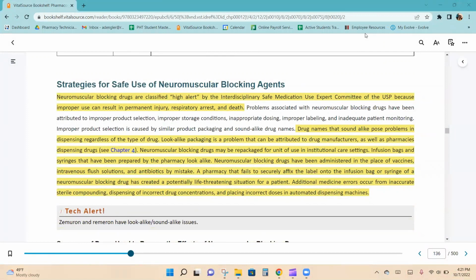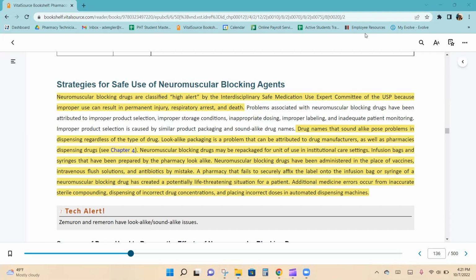Neuromuscular blocking drugs are classified high alert by the Interdisciplinary Safe Medication Use Expert Committee of the USP because improper use can result in permanent injury, respiratory arrest, and death. Drug names that sound alike pose problems in dispensing regardless of the type of drug. Look-alike packaging is a problem that can be attributed to drug manufacturers as well as pharmacies dispensing drugs. Neuromuscular blocking drugs may be repackaged for unit of use in institutional settings. Infusion bags and syringes that have been prepared by the pharmacy can also look alike.